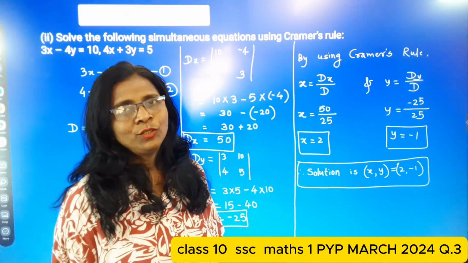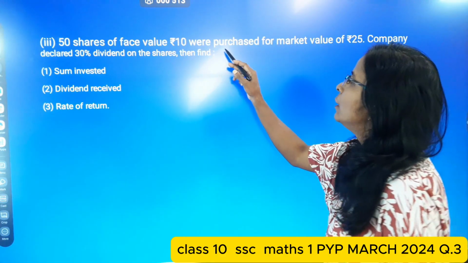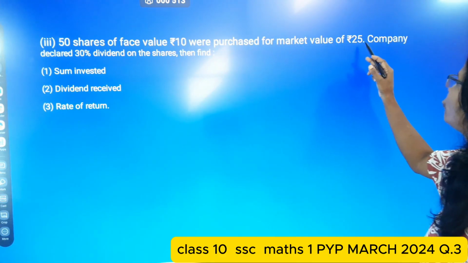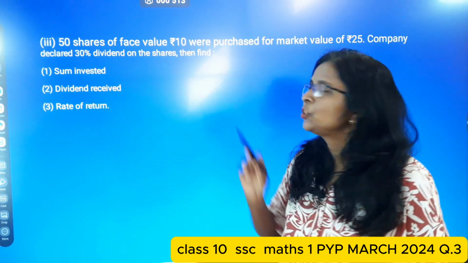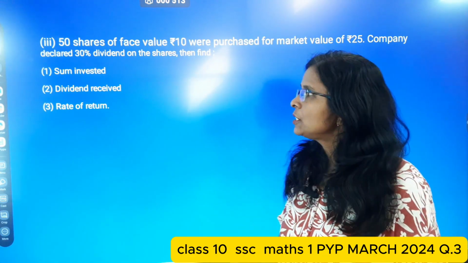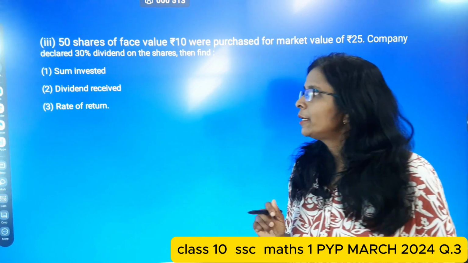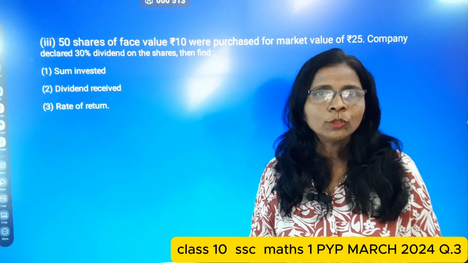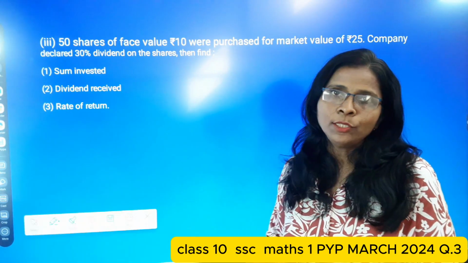Okay, students? For example, 50 shares of face value rupees 10 were purchased for a market value of rupees 25. The company declared a 30% dividend on the shares. Then find first, the sum invested; second, the dividend received; and third, the rate of return. So now here, students, first we write the given values.